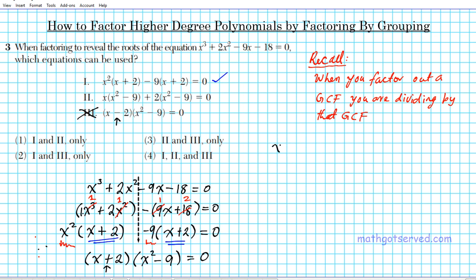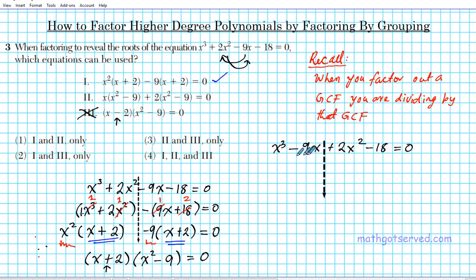I'm going to rewrite the problem, but I'm going to interchange the middle terms. Alright? So it's going to be x to the third plus 2x, no, not 2x squared, I'm covering the same thing. x to the third minus 9x plus 2x squared minus 18 equals 0. Okay, so we're going to break it down the center, and we're going to factor by grouping.